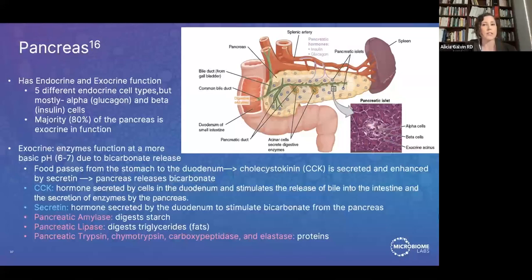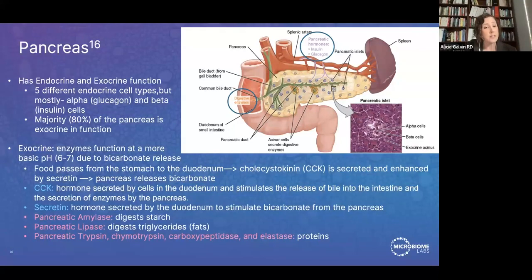Now the pancreas, this is one of our accessory organs, and the pancreas really has two different functions. We have endocrine function and we have exocrine function. So endocrine being things like glucagon and insulin, but most of it is going to be digestive output. So that's about 80% of the pancreas's job, to help with digestion.